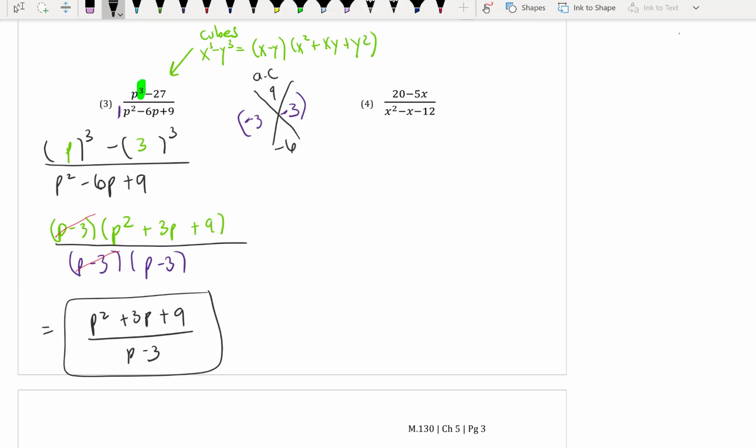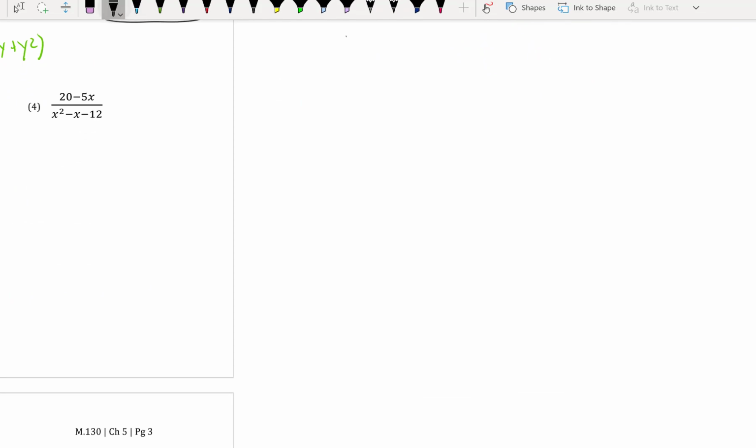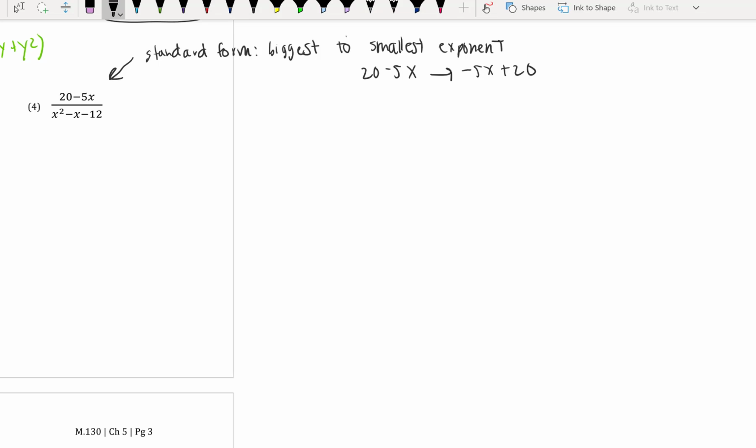Now, moving on to number 4, what's different about this one is that you definitely want to make sure that you write in standard form. And if you're thinking, what the heck is standard form? That's writing it from biggest exponent to smallest. So here, if I have my 20 minus my 5x, if I'm rewriting in standard form, it would be a negative 5x plus 20.